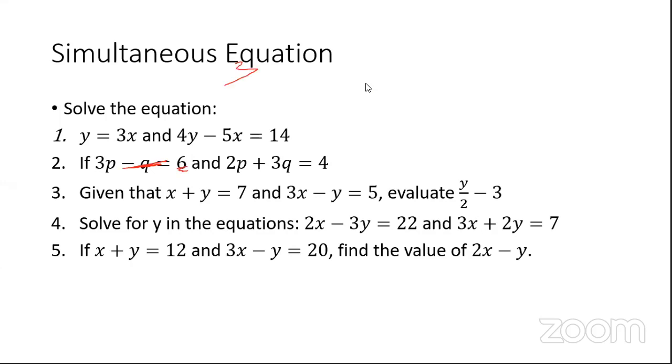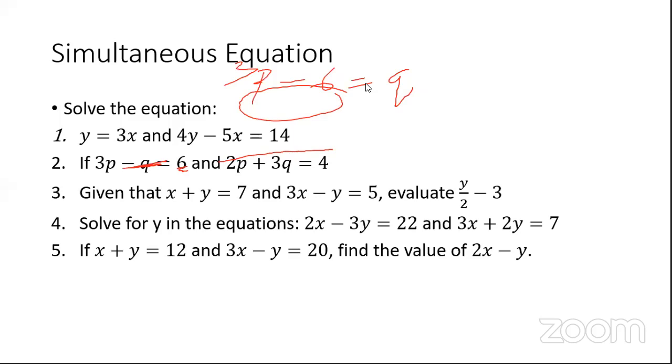3p minus 6 equals q. So it means that to replace q, you use 3p minus 6. Is that clear? If I go to the second equation now, I can always use q equals 3p minus 6 to represent it. So anywhere I see q there, I represent it with 3p minus 6.